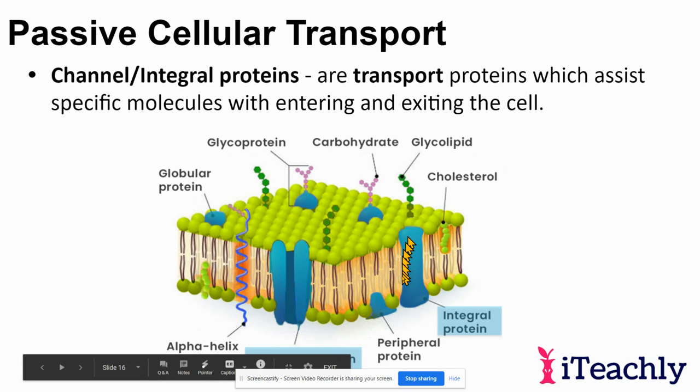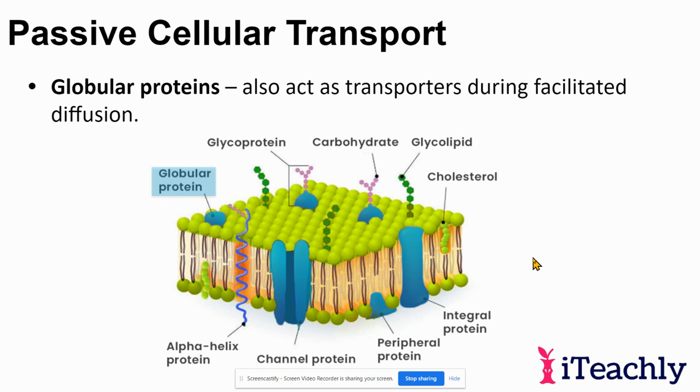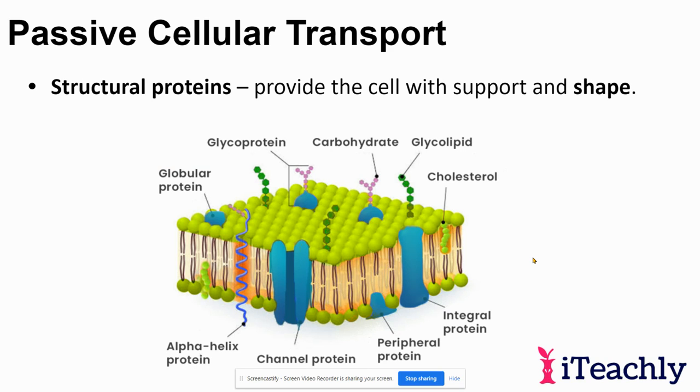And the same thing here. This is a channel protein. This is sort of like a gate, so it opens and closes. These can also open and close, but they basically let things through. This is a globular protein, which also acts as a transporter. Okay, I'll skip that one. That one's not quite so important. And structural proteins are kind of like the cytoskeleton and stuff like that. That hooks to that. That's actually not shown on here.